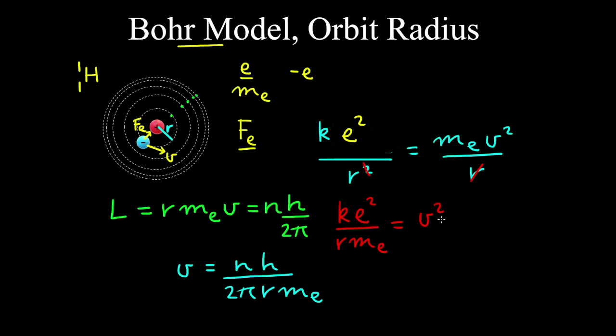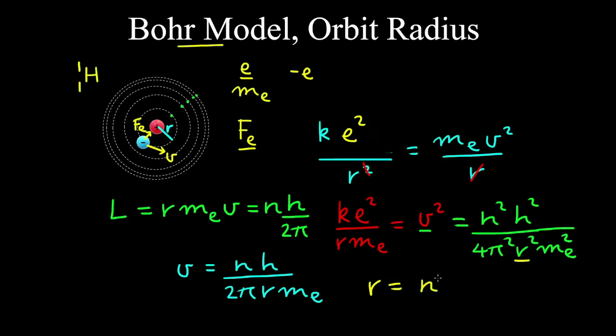And now we can substitute for the velocity. So what you'd get is n squared h squared over 4 pi squared r squared by the mass of the electron squared. And now if you do some algebra, you can solve this for the radius of the orbit. So that will be n squared by the square of Planck's constant on 4 pi squared by the mass of the electron, by Coulomb's constant, by the square of the elementary charge.